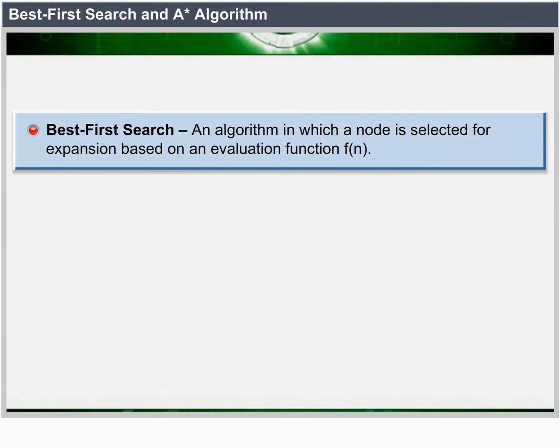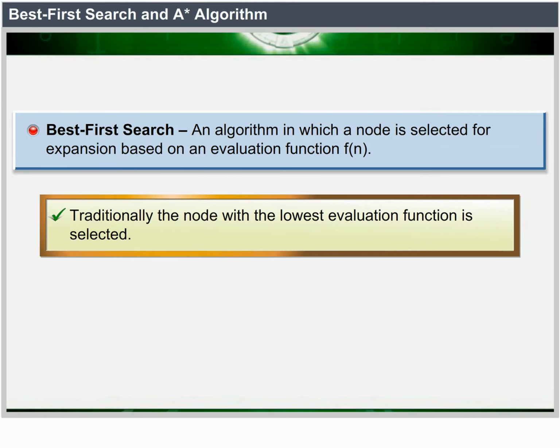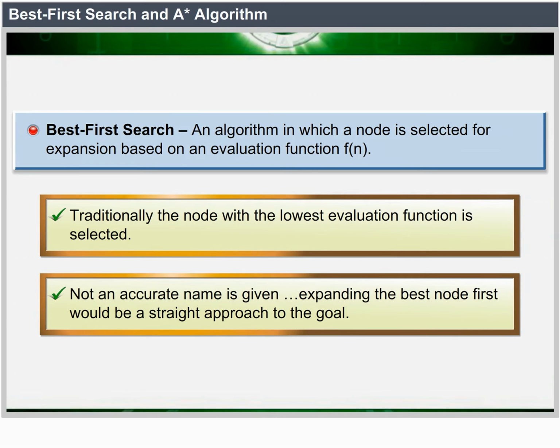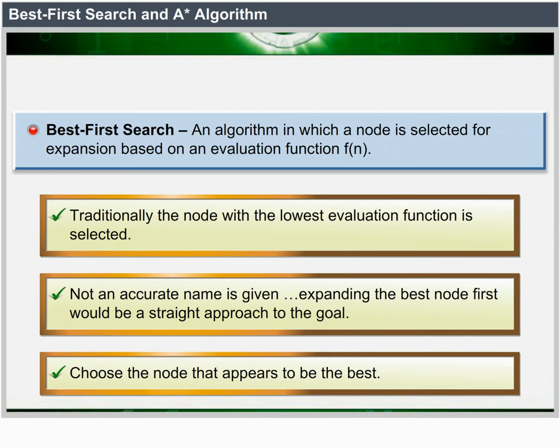Best first search is an algorithm in which a node is selected for expansion based on an evaluation function f(n). Traditionally, the node with the lowest evaluation function is selected. This is not an accurate name, since expanding the best node first would be a straight approach to the goal. In practice, we choose the node that appears to be the best.